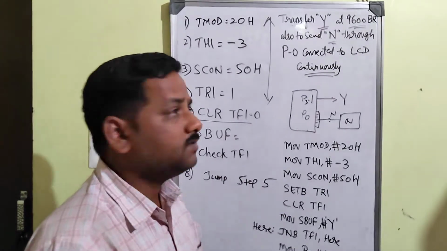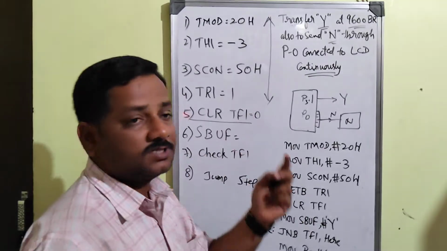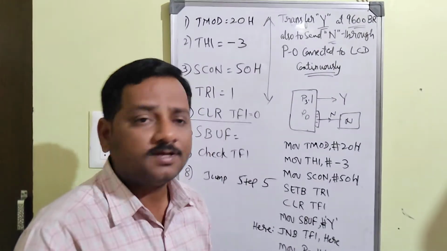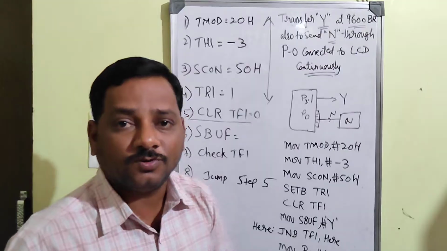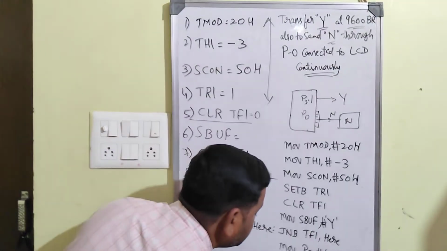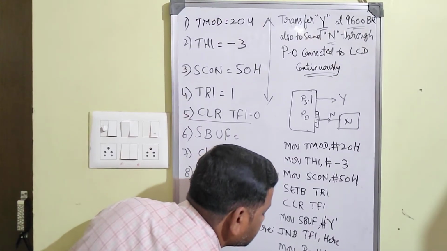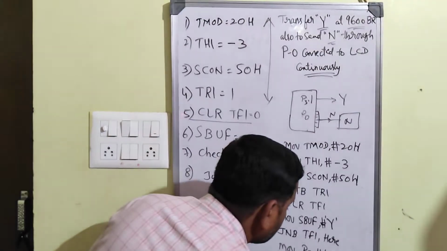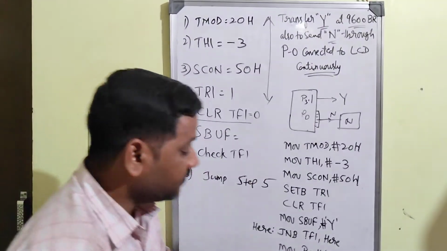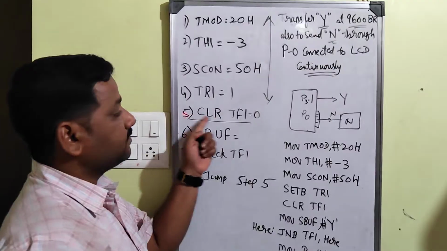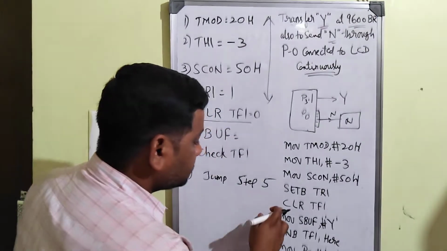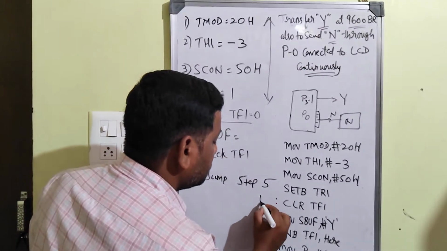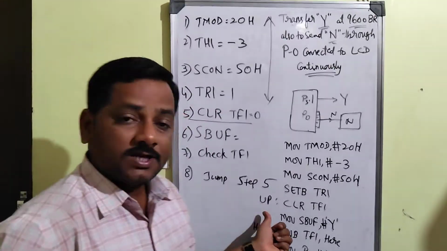So how to jump? Now there is no condition. They have not mentioned that you have to repeat it one time or two times. So there is no condition; continuously you have to do it. So an unconditional jump, that is short jump, SJMP. I will just write a label, UP. And where do you have to jump? To step number 5 where we are clearing TF1. This is the instruction where we are clearing TF1, UP. So we'll jump to this line.